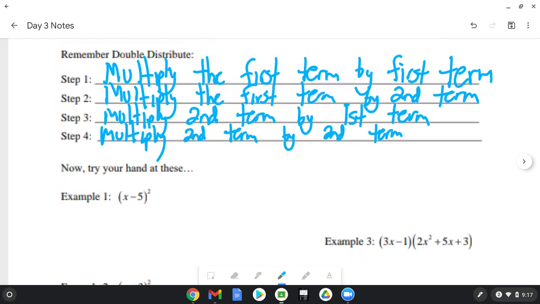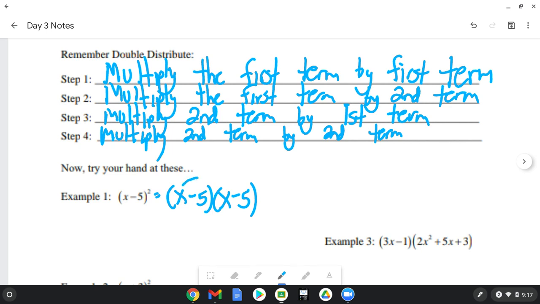So the first example says x minus 5 squared. Whenever I see something squared around a binomial, which means two terms, I have to write it 2 times. If I just try to square everything that's inside, it actually won't give me the correct answer, because I get x squared plus 25, and that's actually not the correct answer. So once you write it twice, now we're going to double distribute.